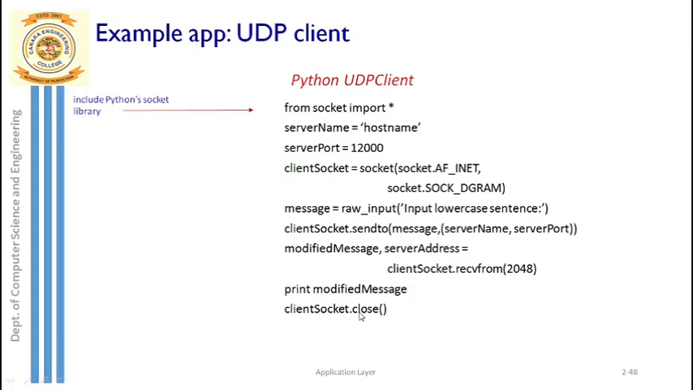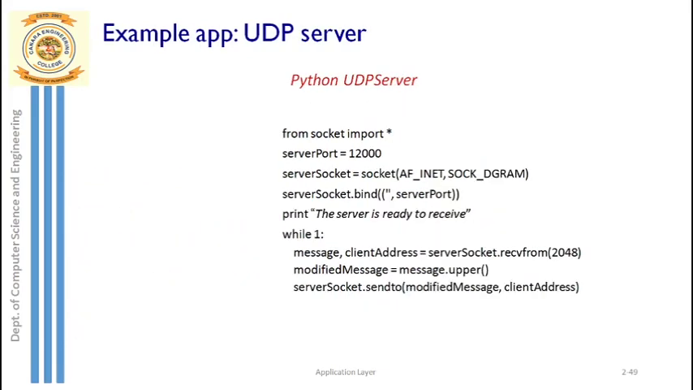Once the functioning is done, once you are done with the things, you can close the socket at the client side. Okay, so this is how your UDP client programming is written. I hope this is clear. So all these are used. Now we'll go to the next one, that is the UDP server.